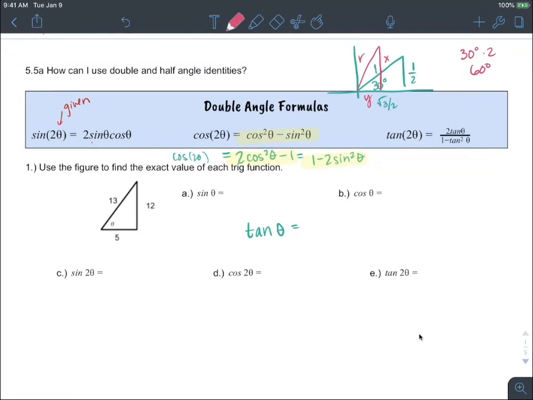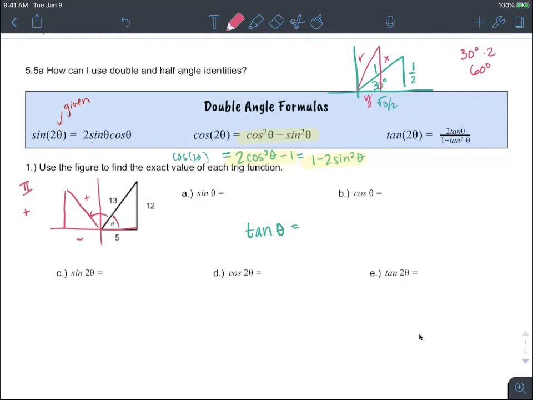Okay, so I've got an angle here. It's in the first quadrant, and it gives me all the side lengths. I want to double the angle to find the new trig ratios. So if I double this angle, I think it's going to end up somewhere in the second quadrant. So the sine will be positive, the cosine will be negative, and the radius will be positive.